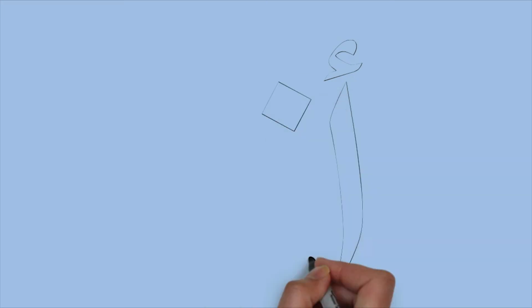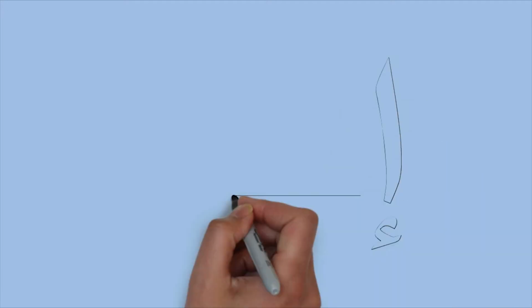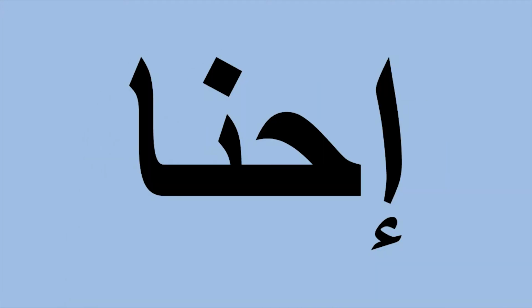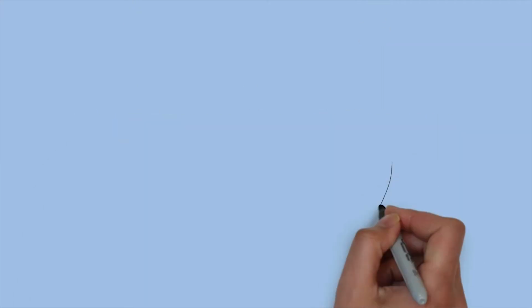So we have I or I am, which is أنا. أنا. For female, for male, doesn't matter, we say أنا. Okay? We or we are, we say إحنا. And there is ح here, okay? إحنا.